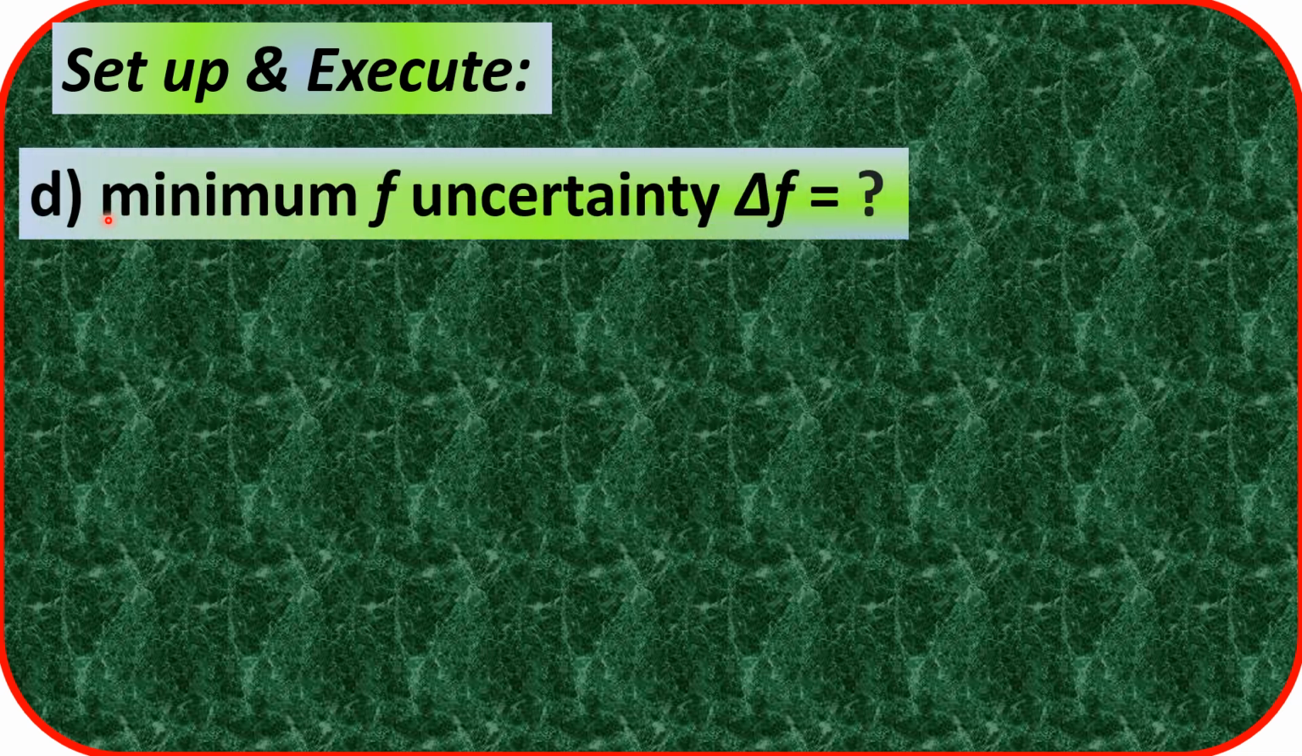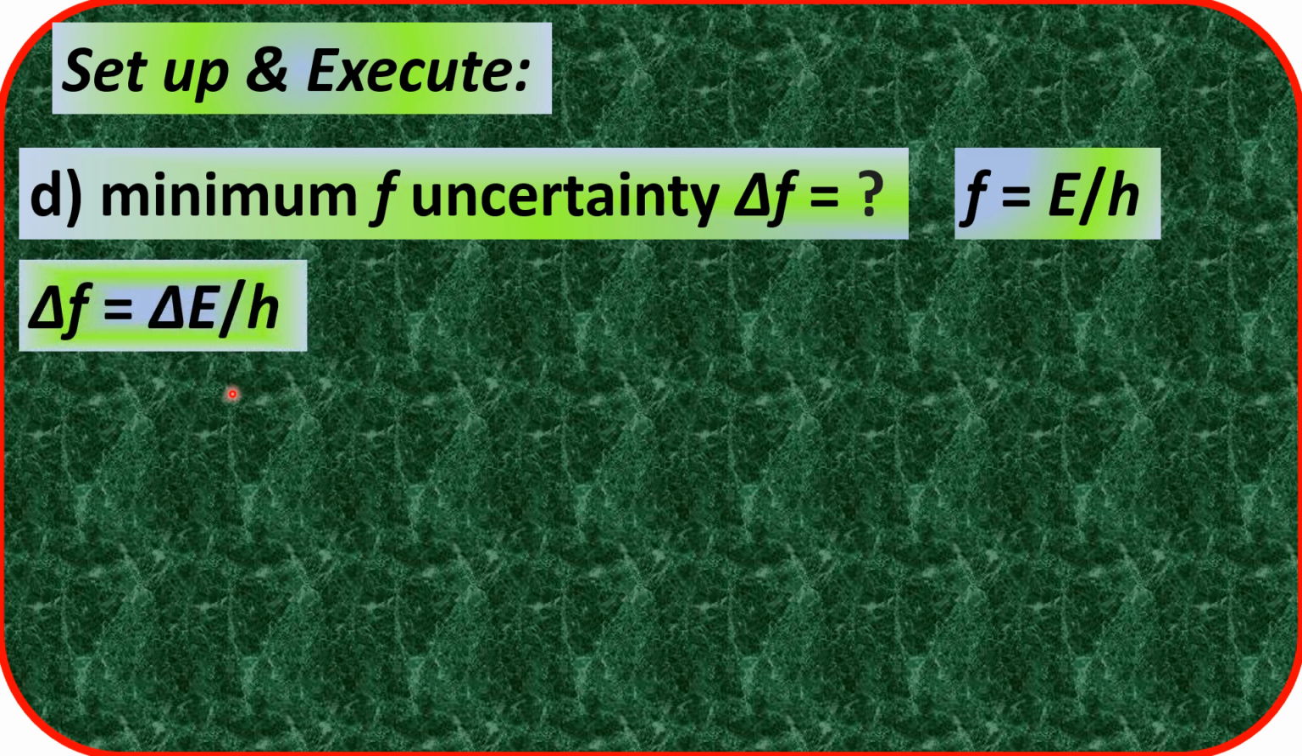Lastly, finding the minimum frequency uncertainty denoted by delta F, we still apply the relation energy is equal to Planck's constant times the frequency, or frequency is equal to energy divided by Planck's constant. All right? Since what we are looking for is the minimum frequency uncertainty, or delta F, that will become delta F equals delta E divided by Planck's constant, right?